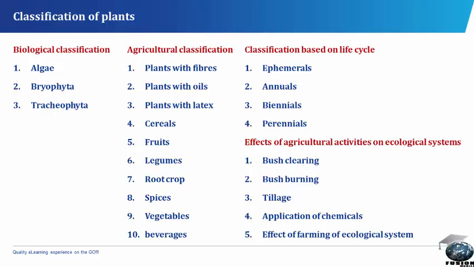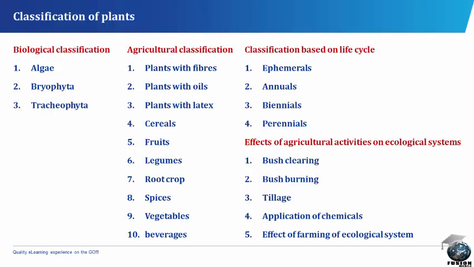Biennials are flowering plants whose life cycle lasts 2 years, for example, the carrots and the onions. Perennials are plants with more than 2 years life cycle. They include mangoes, oil palm tree, cashew tree, oranges, and guava tree.